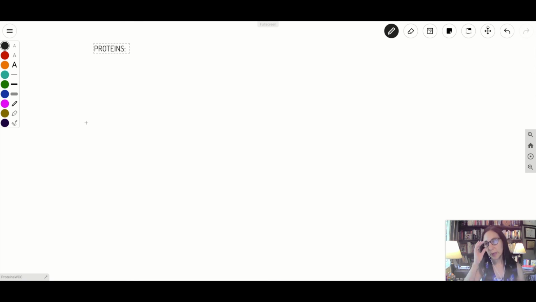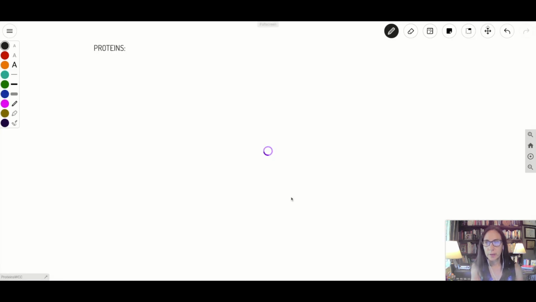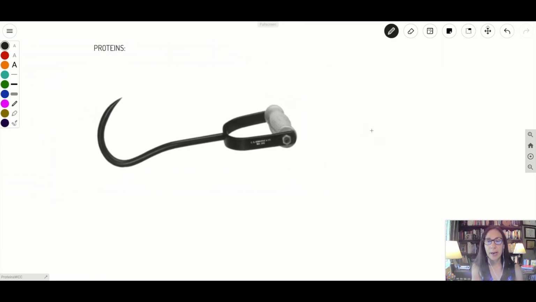But before we get into what proteins look like, I want to show you a picture. I'm going to show you a picture of a tool, and I want you to think about what the function of this tool is. Okay, so here is a picture of a tool. And just looking at that, what do you think it does? I'll give you a minute to think.